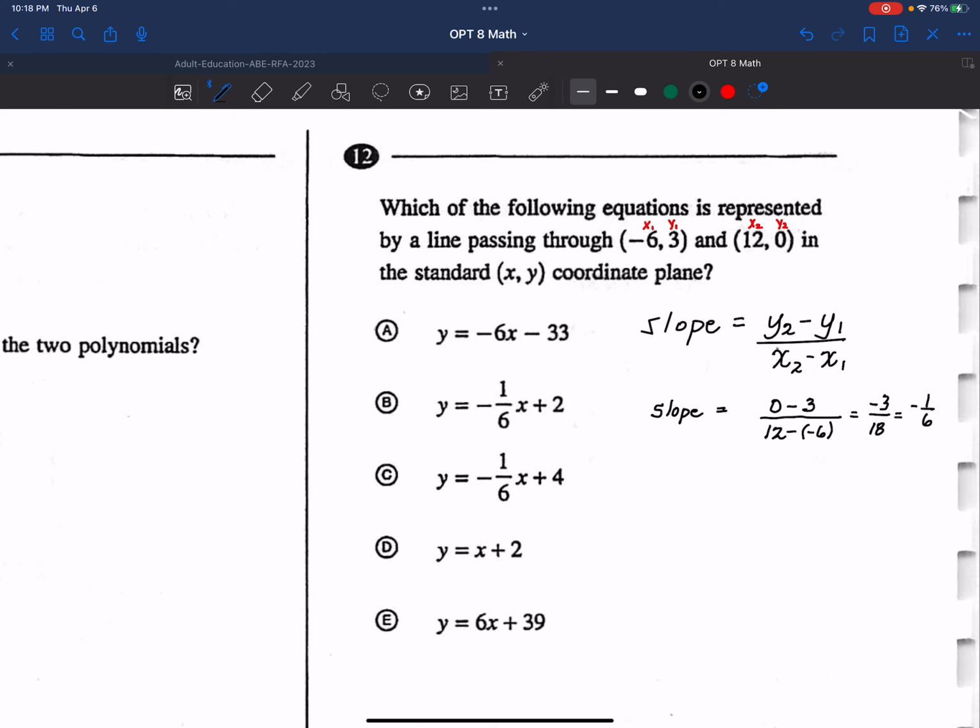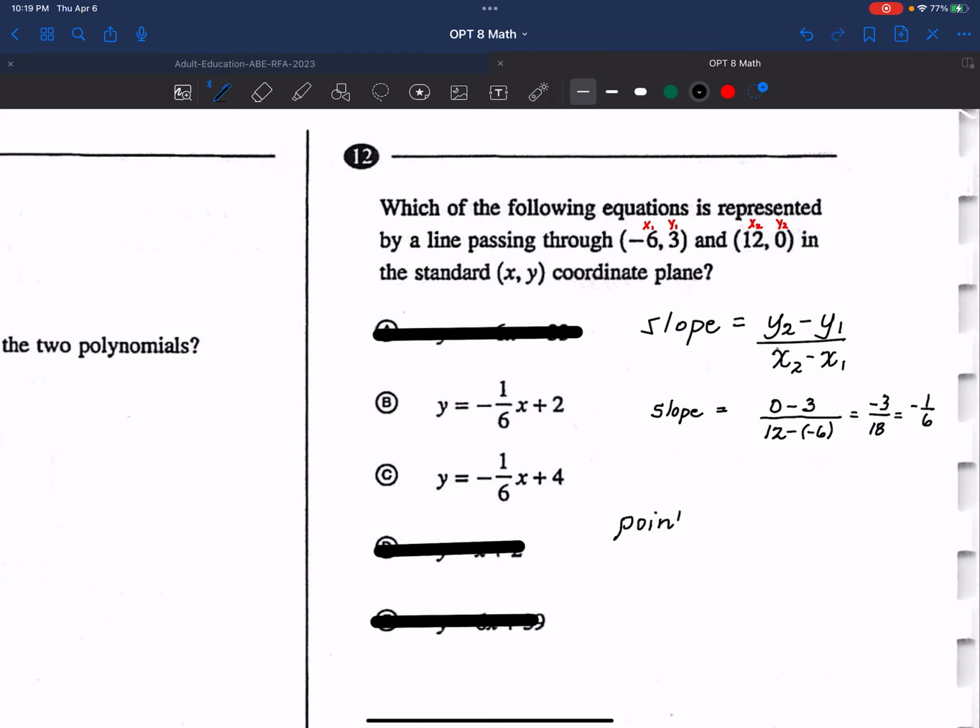So I can eliminate 3 of these just knowing the slope. I can eliminate A, D, and E. It has to be B or C. So even if you decided at this point to just guess, you could. All right, I'm not going to guess. I'm going to go ahead and use the point slope formula to finish this out.